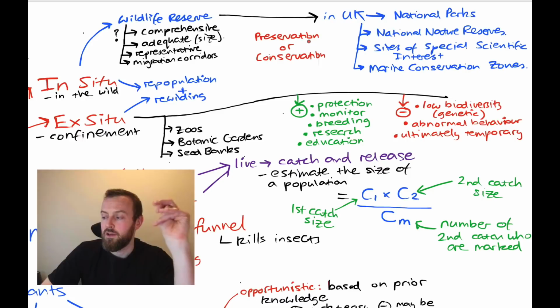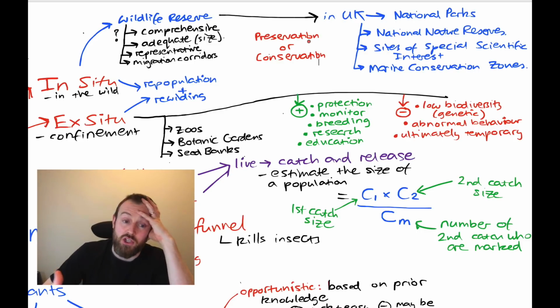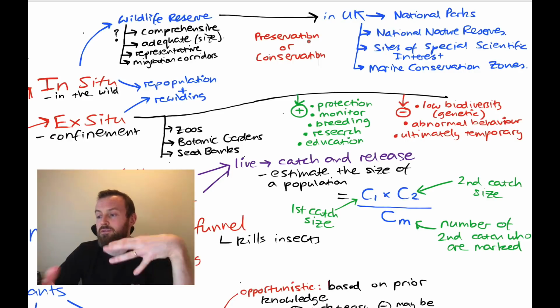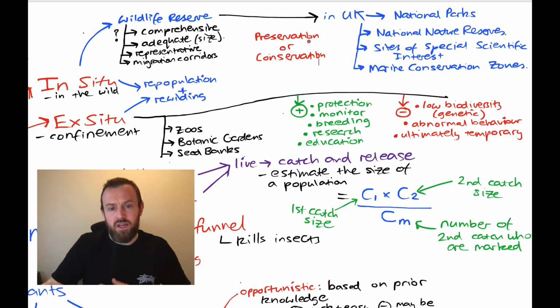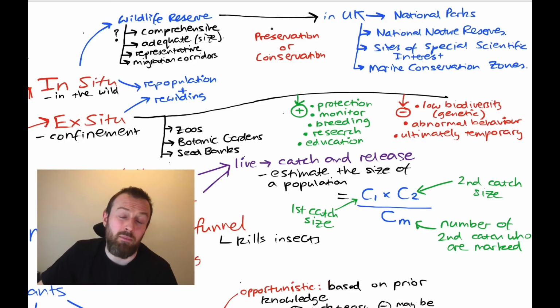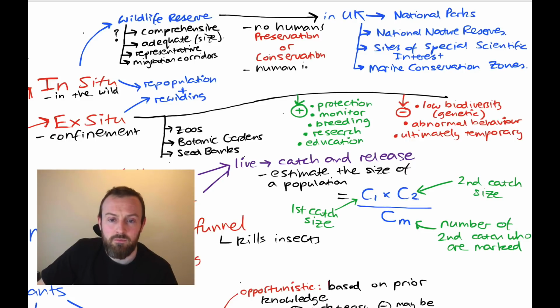No humans go in, no trails, no tourists, no management of the ecosystem, nothing, just let the world get on with it. Whereas conservation is more active management, so you might have tourists coming in, regular tours, scientists researching, you might even fell some trees, maintain the landscape and plant some trees. So preservation, no humans, none. And conservation, human influence.